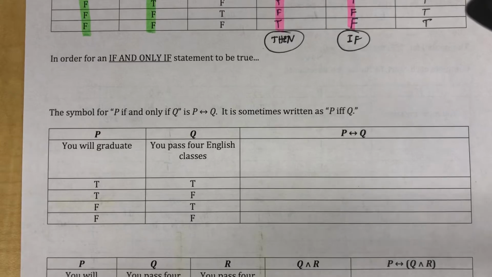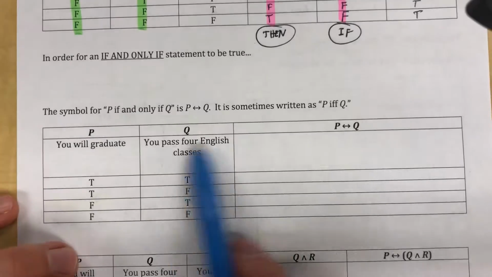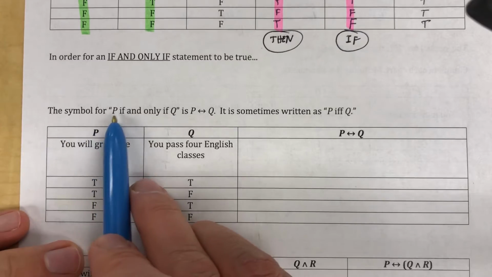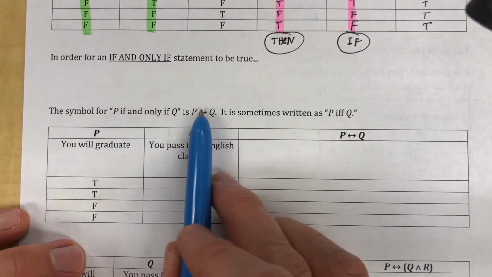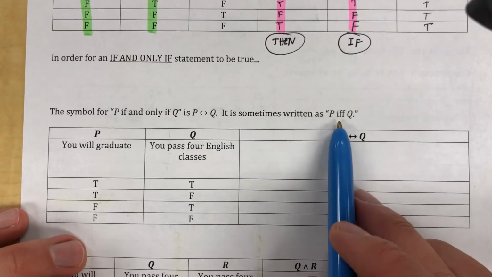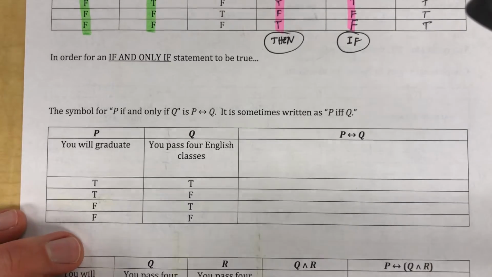Okay, we're going to do this part of the notes a little bit out of order. We're actually going to start down here, and the symbol for if and only if is the double arrow, and sometimes it's written as IFF, and it kind of saves you some ink in your ink pen.